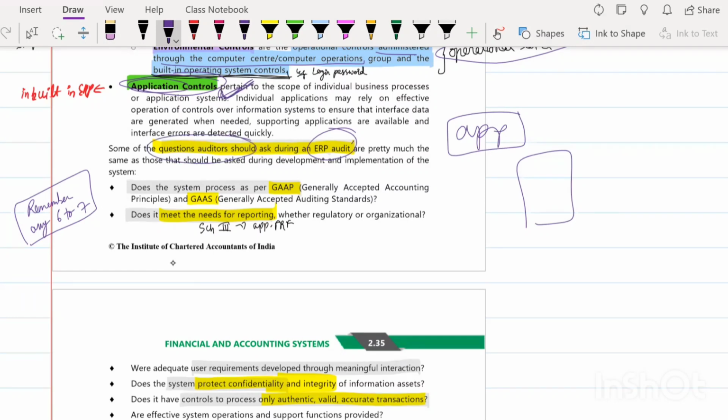So here what you are going to do is catch hold of a person from the company, and cross question him and ask about all the controls that are there in the company and whether they are working fine or not. And this is how you're going to do an audit and finally tell your opinion whether the controls are good or not. Okay, so what are the questions that an auditor should ask during an ERP audit is what we are going to understand now.